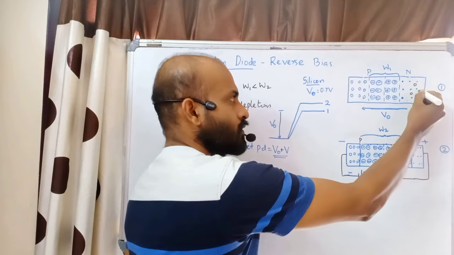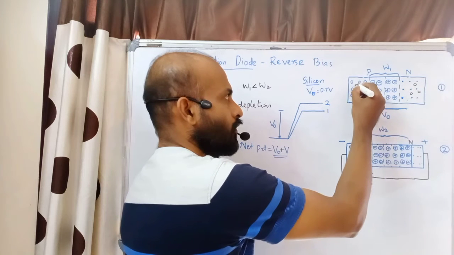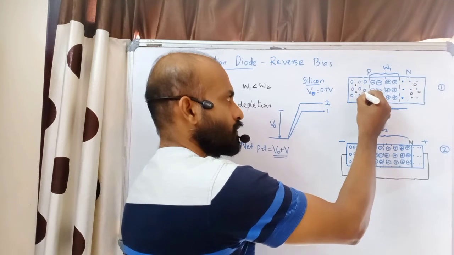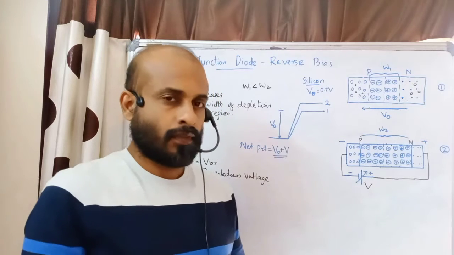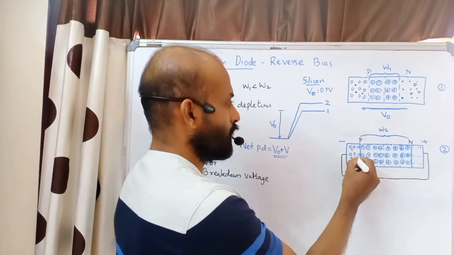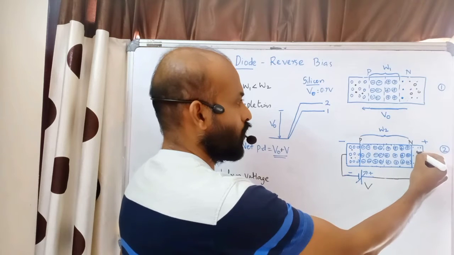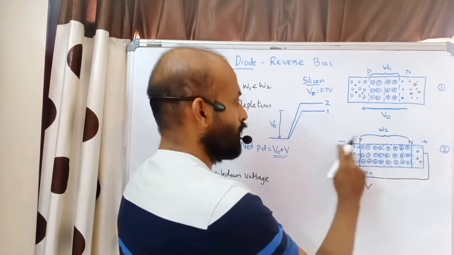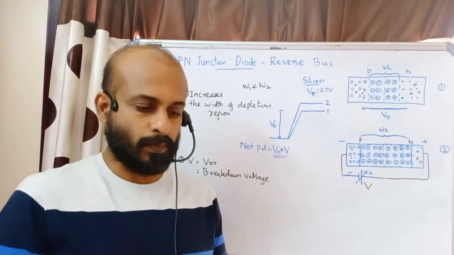I will draw a few holes. Here I will draw a few electrons. These are the minority carriers. Here in the P side also I will draw a few electrons, and a few holes in the N side. Now this is for a reverse biasing.